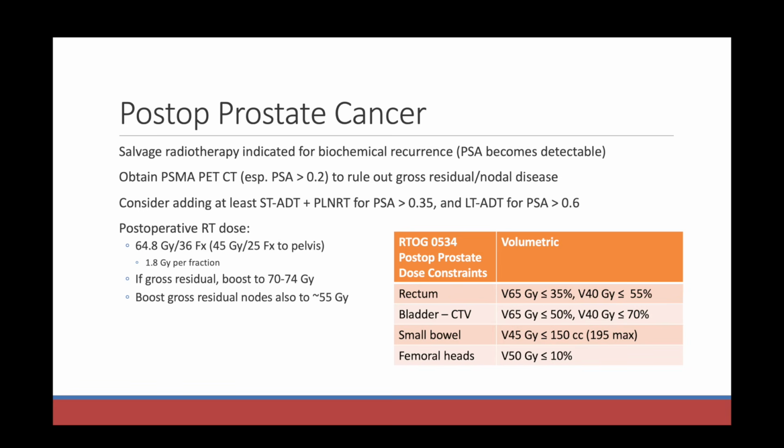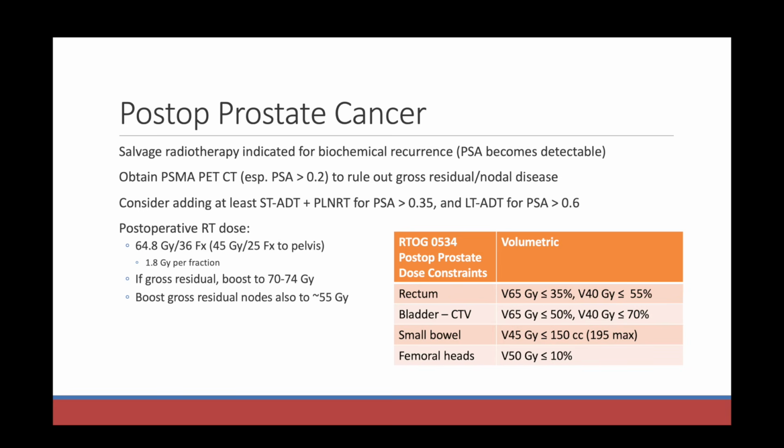In practice, a lot of folks may be using genomic risk scores such as the Decipher score to help make some of these decisions because it's not well understood. But I think on boards, it would be safe to add short-term ADT and pelvic lymph node treatment for a PSA of over 0.35. And then if it's over 6, over 0.6, you would add long-term ADT.